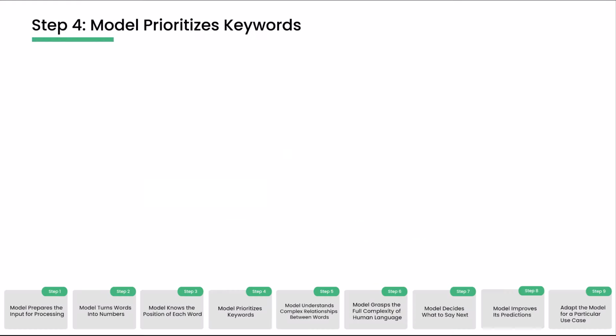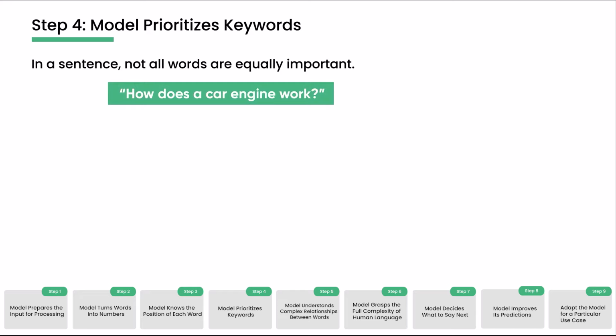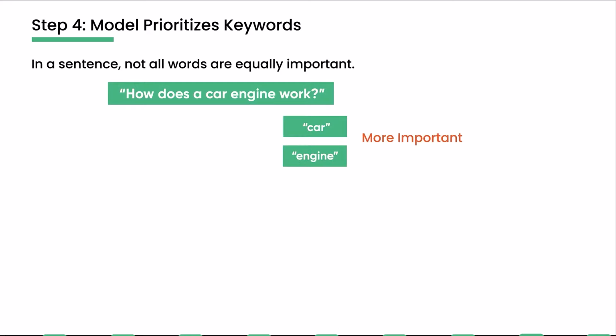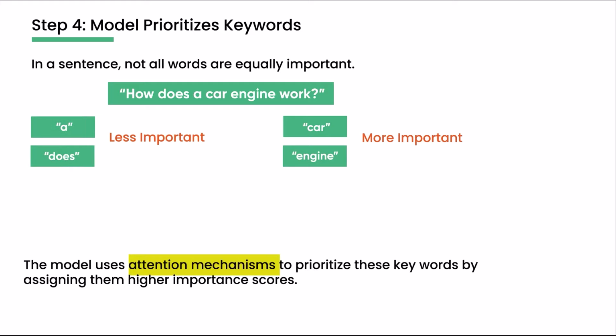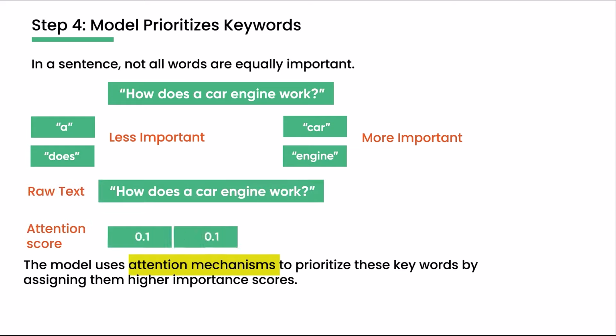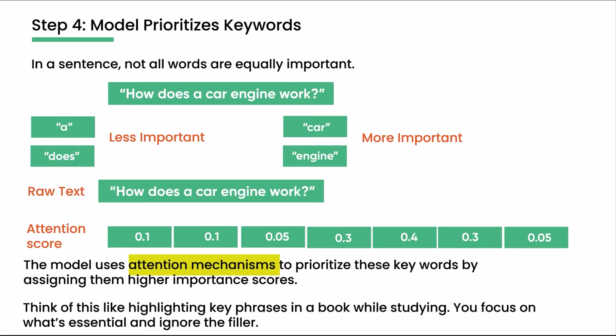Next, step 4. The model prioritizes keywords. In a sentence, not all words are equally important. For example, in "how does a car engine work?", words like car and engine are far more important than does or a. The model uses attention mechanisms to prioritize these keywords by assigning them higher importance scores. Here is the token and its respective attention score. Think of this like highlighting key phrases in a book while studying. You focus on what's essential and ignore the filler.